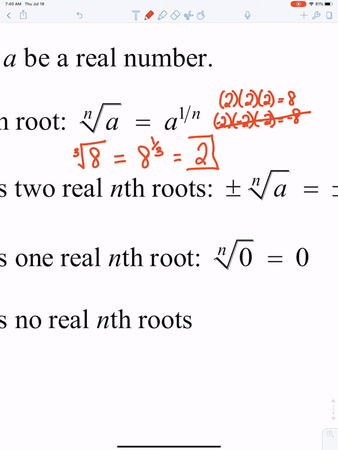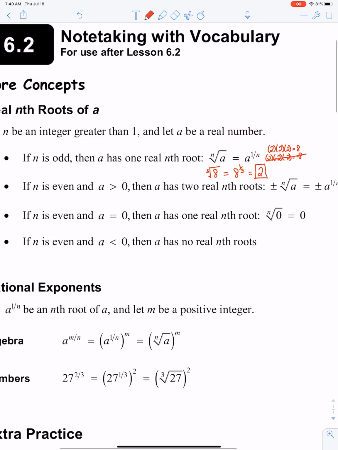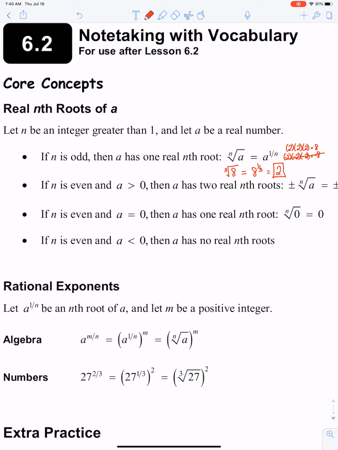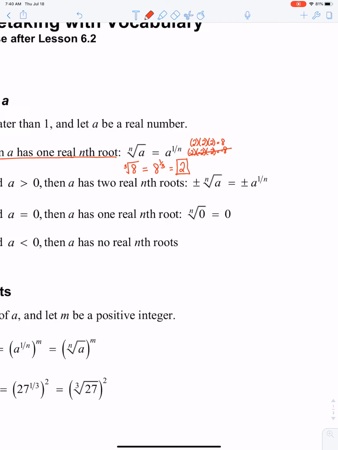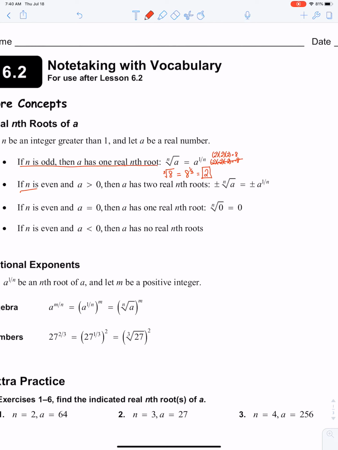The only answer could possibly be positive 2, and that's why they state that if n is odd, then a has one real nth root. It's just got that one number. Whereas if n is even, then a has two real nth roots.